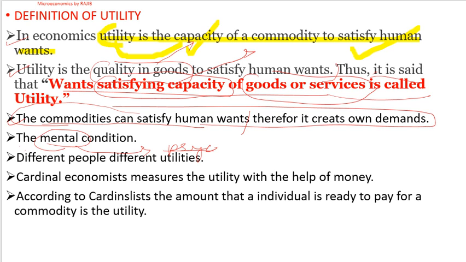And next one is the different people, different utilities. That means utility is a psychological condition, so the psychological conditions of different people will be different, so you have to keep remembering this. And next one, cardinal economists measure utility with the help of money, this is also important.